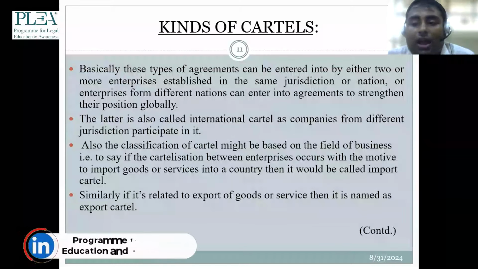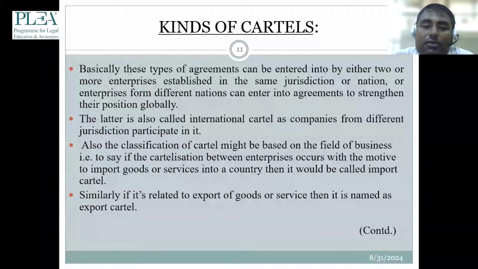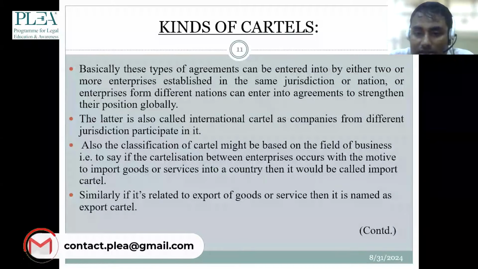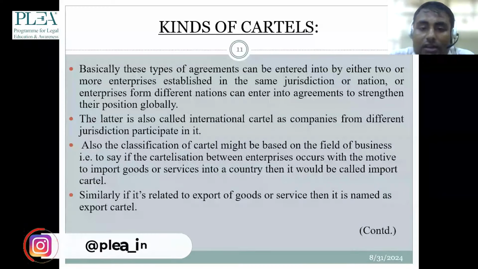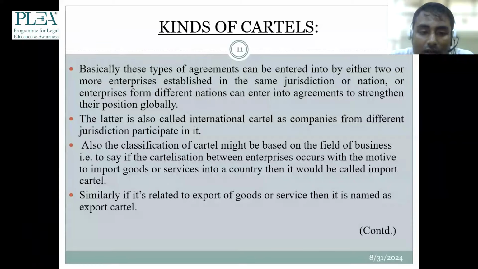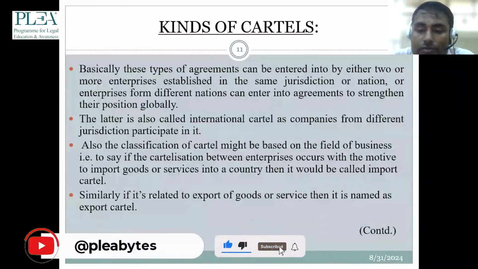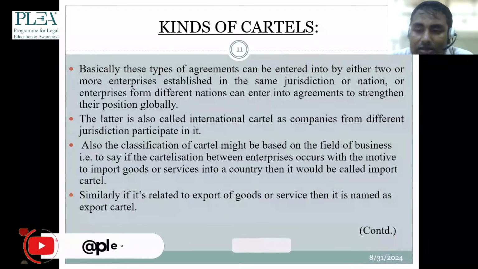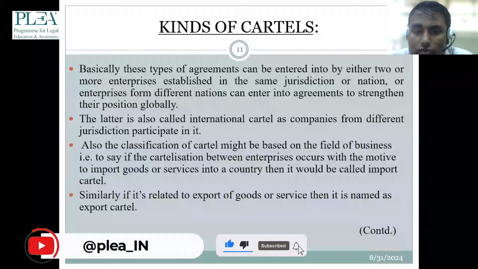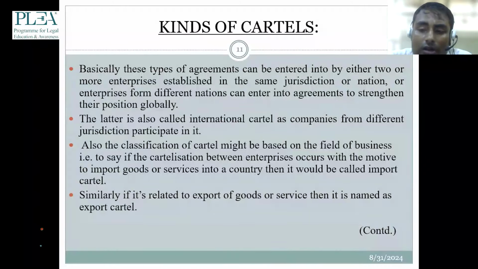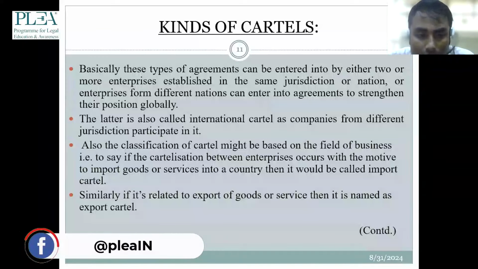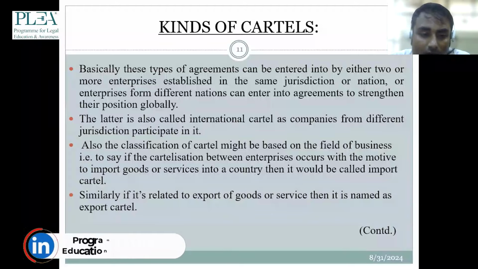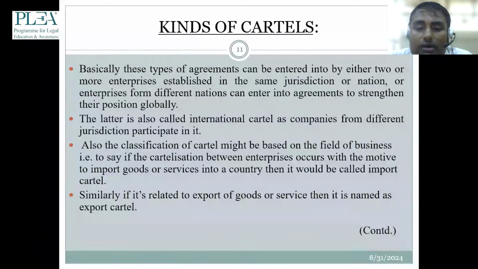If we go into the kinds of cartel, these agreements can be entered into by two or more enterprises established in the same jurisdiction or nation, or enterprises from different nations can enter into agreements to strengthen their position globally. The latter is also called an international cartel, as companies from different jurisdictions participate in it, because this is the age of international business, foreign trade, and international commercial arbitration. So policy has to be open on how you are going to deal with it if any foreign country creates or tries to create any cartel in the Indian market. So the international cartel is one of the types of cartel recognized by the Indian system.